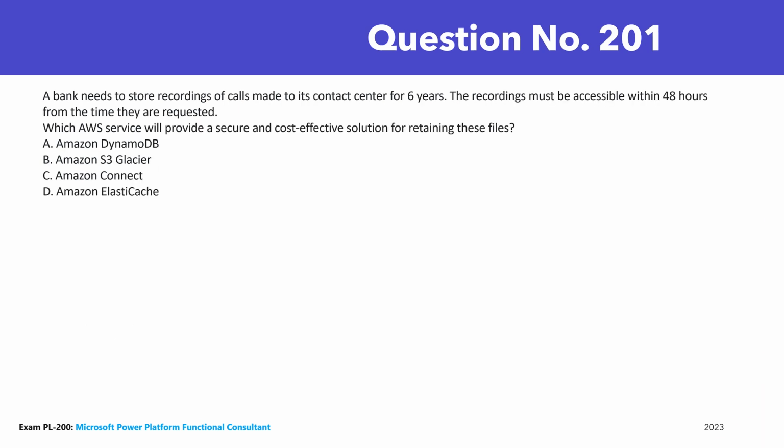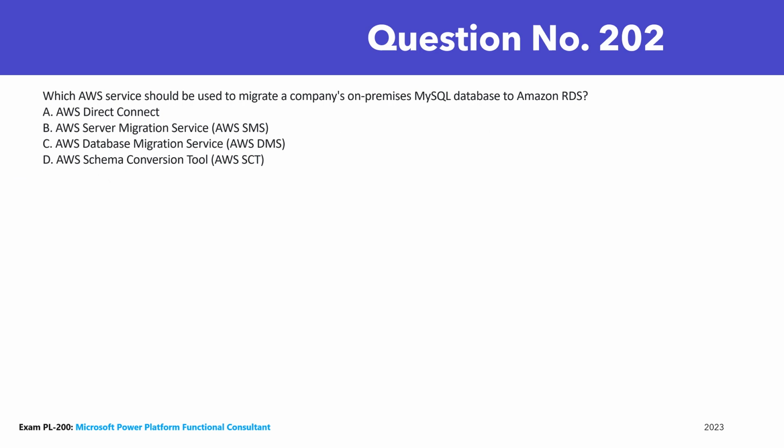The bank needs to store recordings of calls made to its contact center for 6 years. The recordings must be accessible within 48 hours from the time they are requested. Which AWS service will provide a secure and cost-effective solution for retaining these files? A. Amazon DynamoDB. B. Amazon S3 Glacier. C. Amazon Connect. D. Amazon ElastiCache.